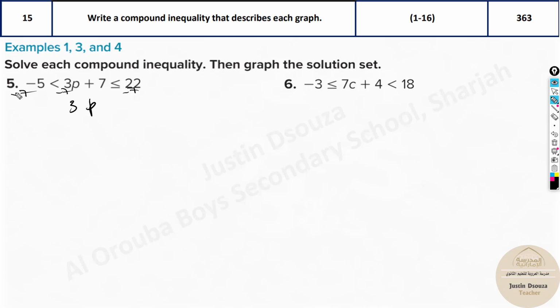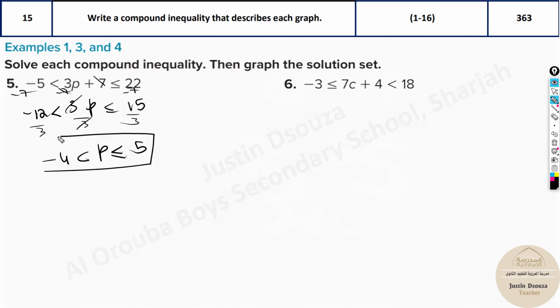What happens? Minus 5 minus 7 will be minus 12 is less than 3P only, because minus 7 and this cancels. Less than or equal to minus 7 and 22 will be positive 15. So it will be 15. Now I need this 3 to be gone. So divide by 3, divided by 3, divided by 3. 3 cancels. You're remaining with P is less than or equal to 5, less than minus 4.